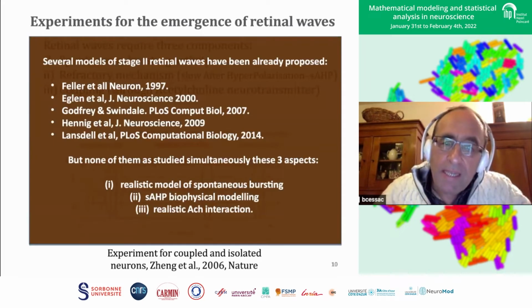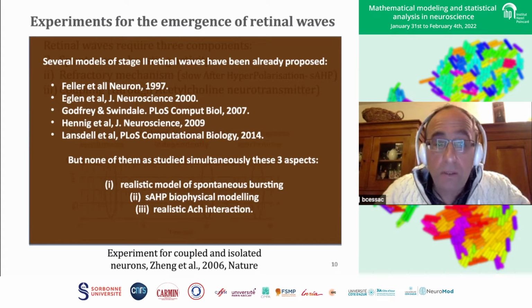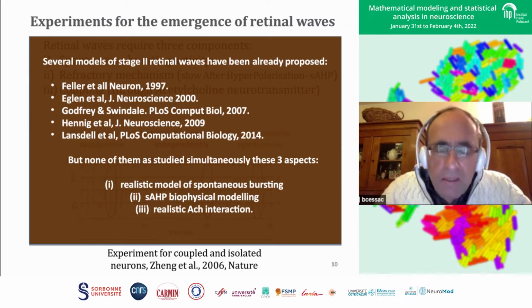Now, on the modeling side, there have actually been many models and very good ones. Some of them really compare well to experiments, especially the Hennig et al. model, which was done in collaboration with Evelyne Sernagor, one of the world's specialists of retinal waves. So there is a very good job on the modeling side. But to our best knowledge, none of these models were integrating the three components that we observe in physiology. So this is what we wanted to do.